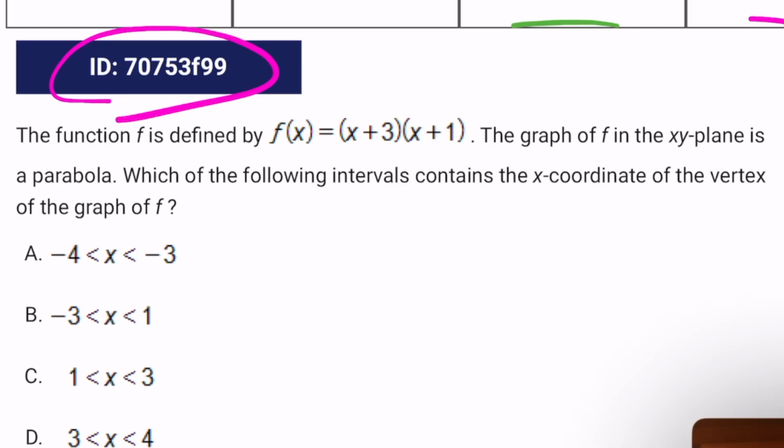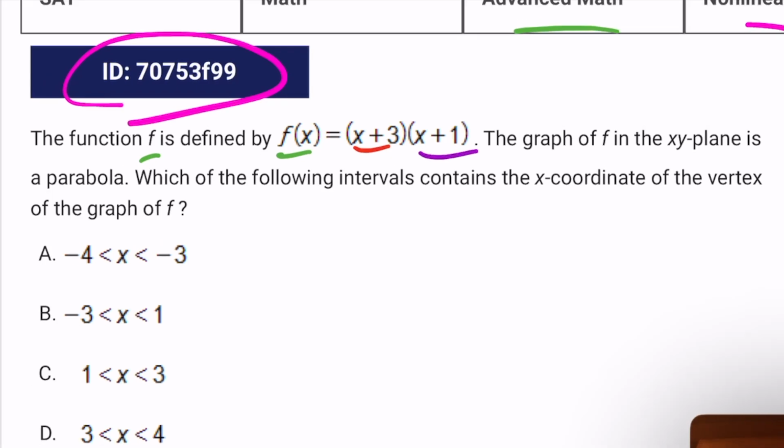Let's dive right in. It says the function f is defined by f of x equals the quantity x plus 3 times the quantity x plus 1. The graph of f in the xy plane is a parabola. Okay, so it's a quadratic function. Which of the following intervals contains the x-coordinate of the vertex of the graph of f? Okay, so the x-coordinate of the vertex.